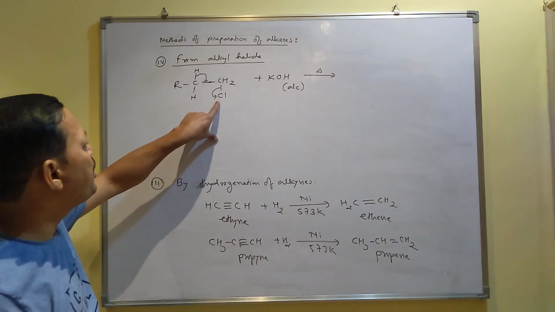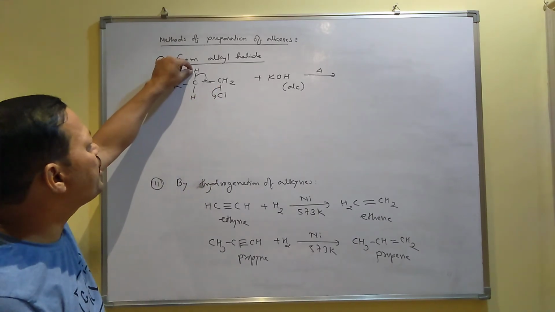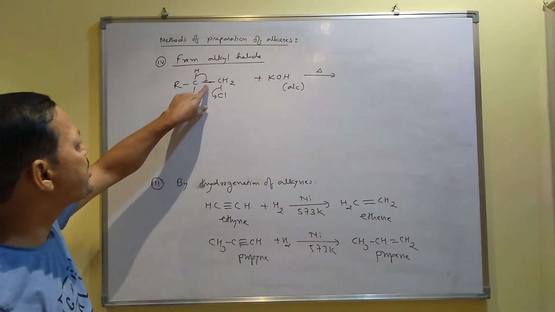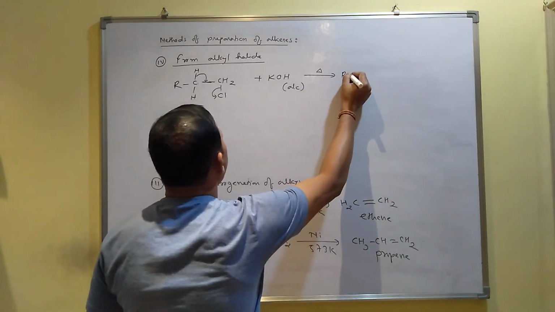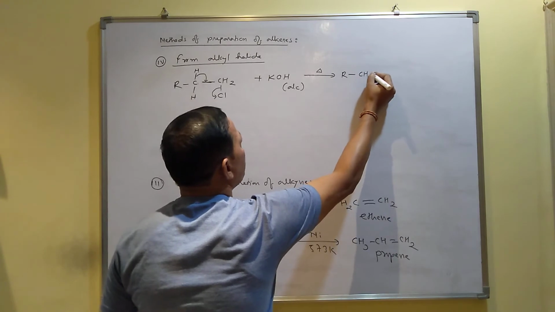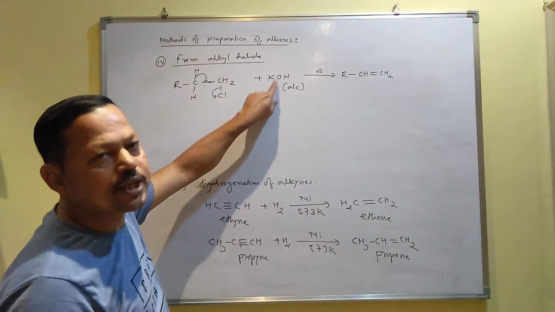I mean chlorine will release as Cl minus by taking the bonded electrons, and H will release as H plus ion, and this single bond will be converted to double bond. I mean you will get the product RCH double bond CH2. Here potassium hydroxide is present.